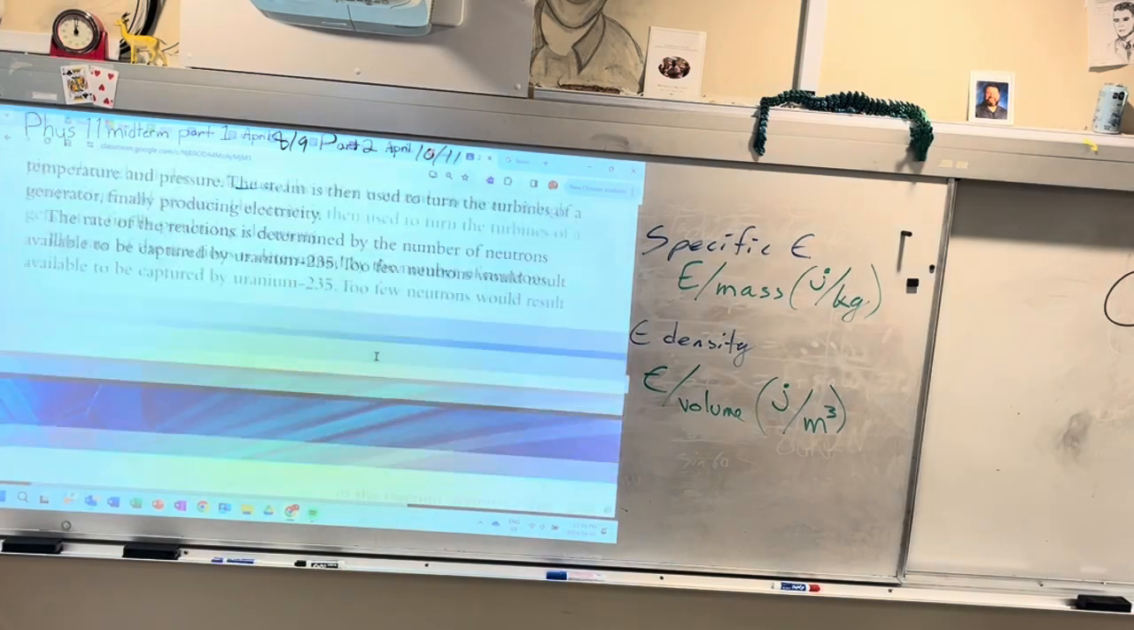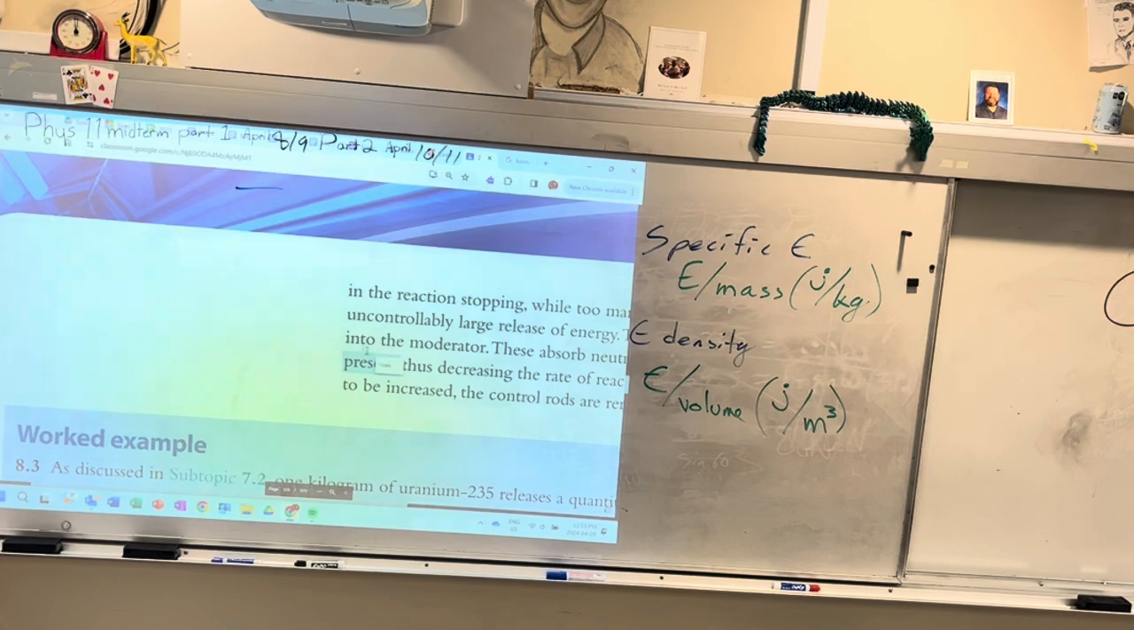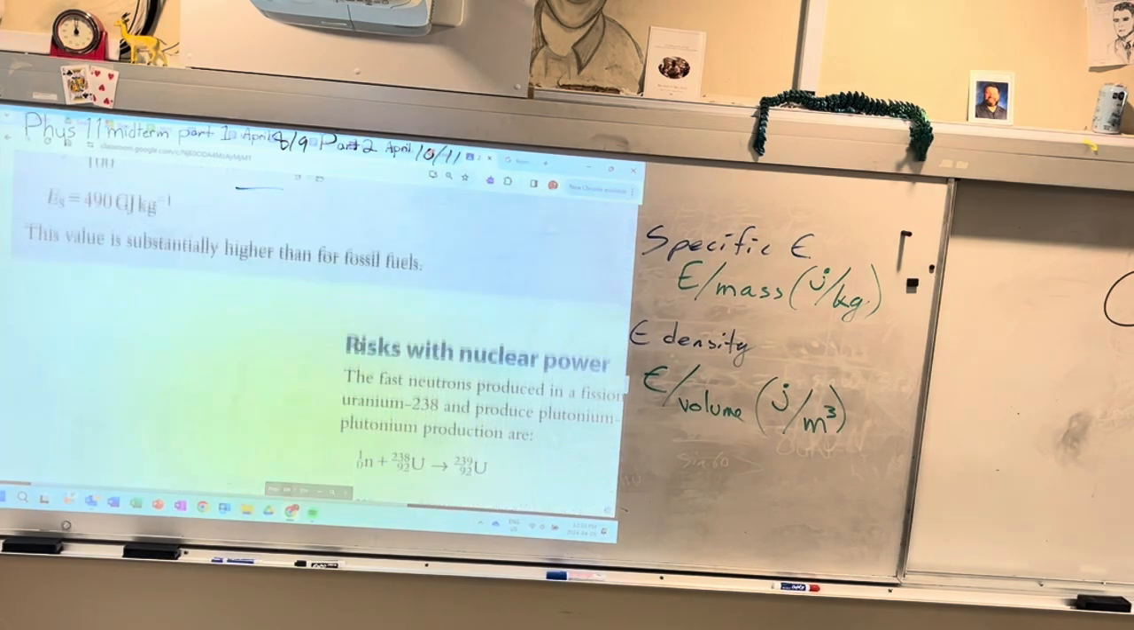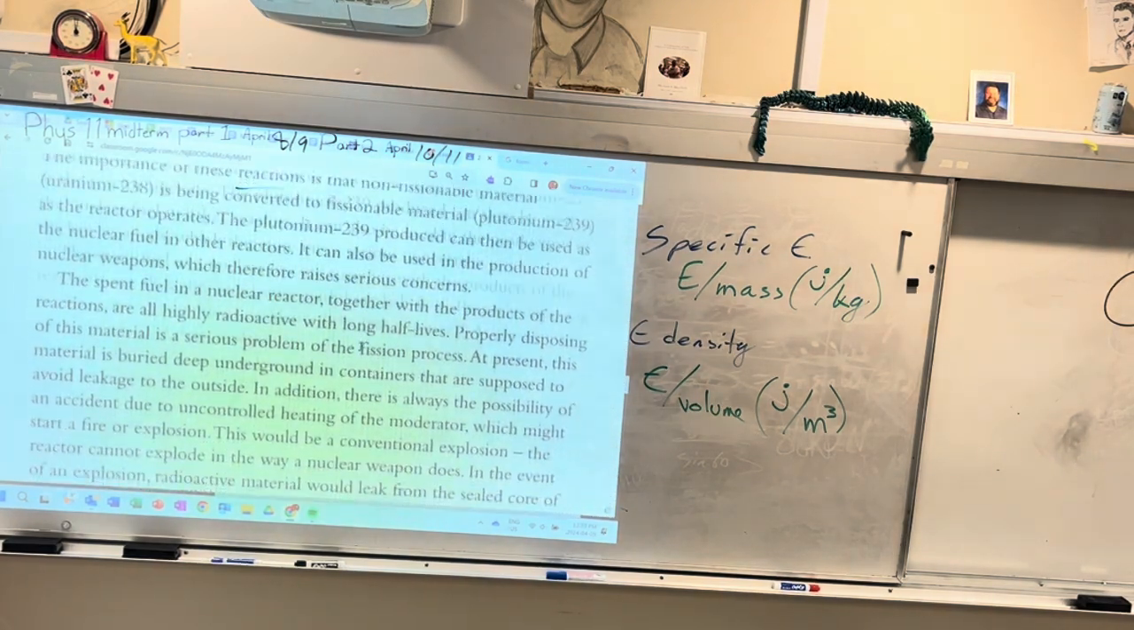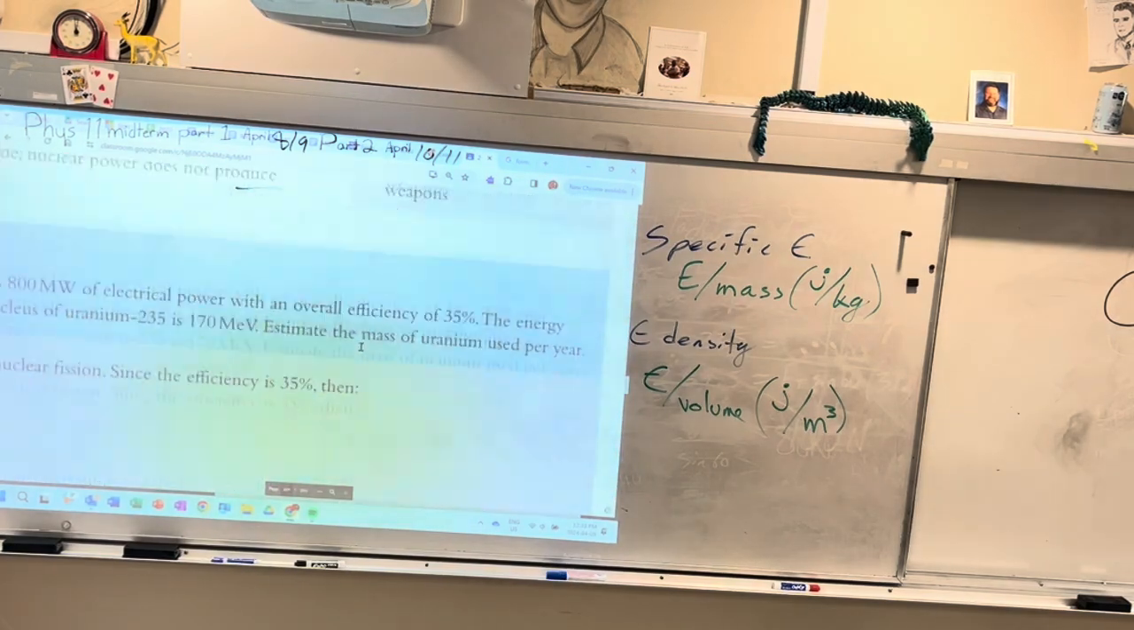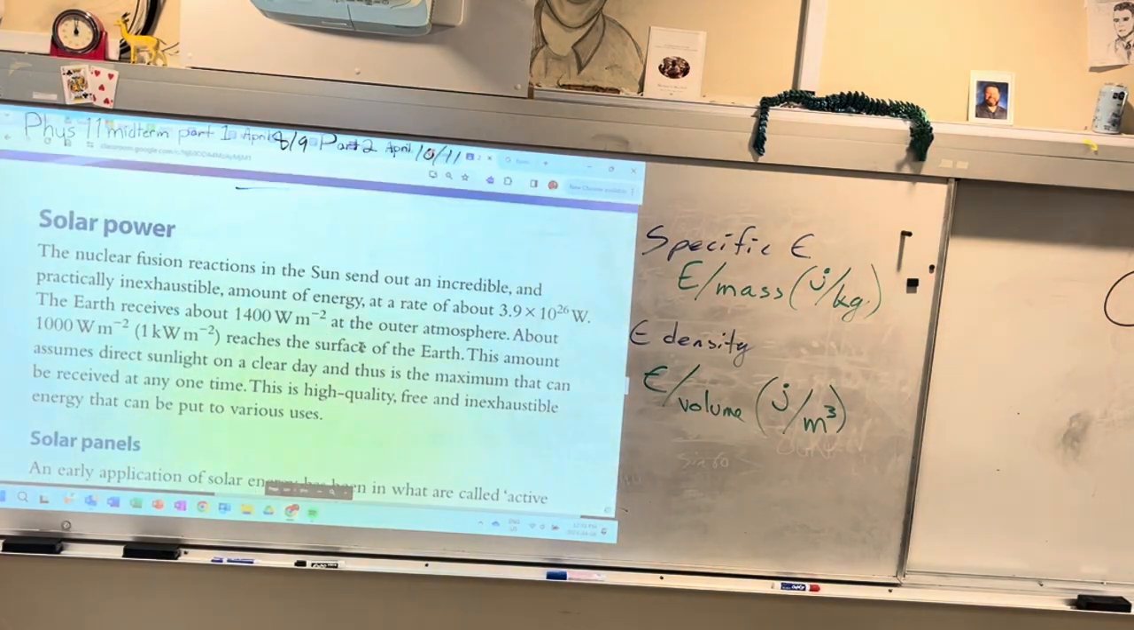So heat exchanger, and there are some practice problems here. Risks, we already talked about that. Okay, solar.